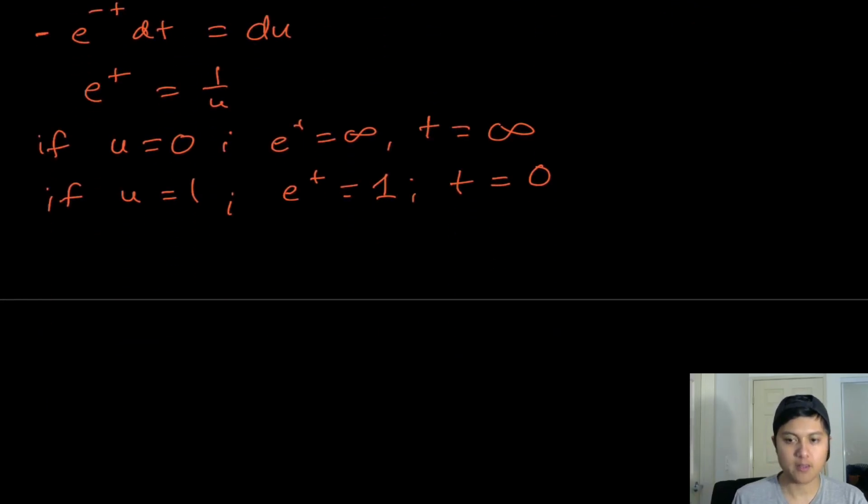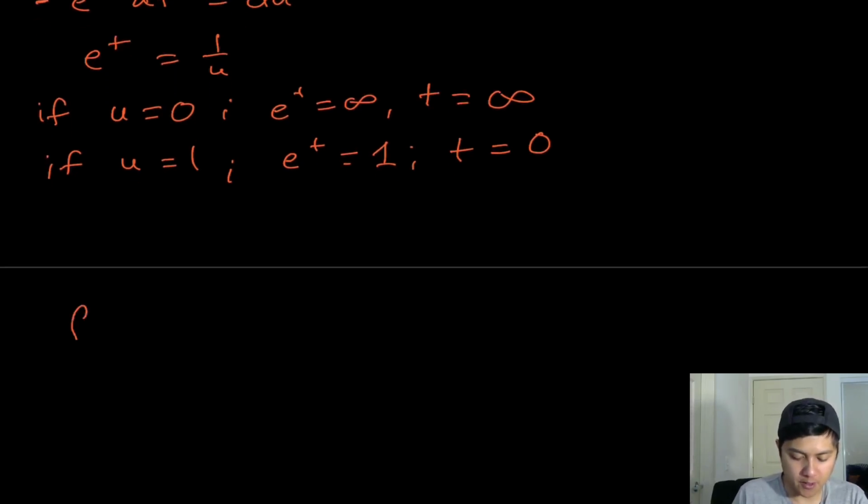So let's put that back into the integral here. Rewriting this integral now, we have the integral. Now the lower bound is going to be infinity, because that corresponded to u equals 0, and then the upper bound is going to be 0, which corresponded to u equals 1.